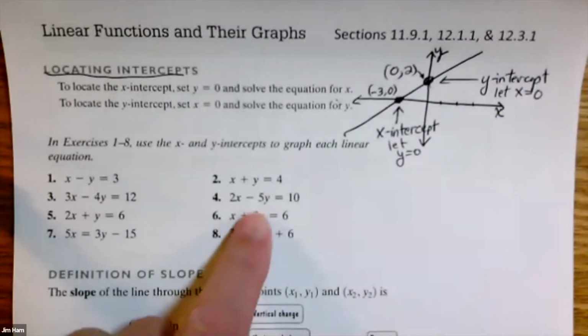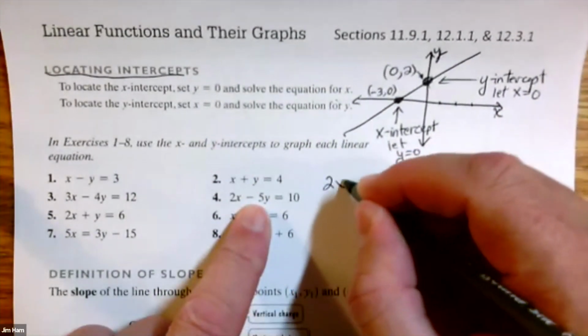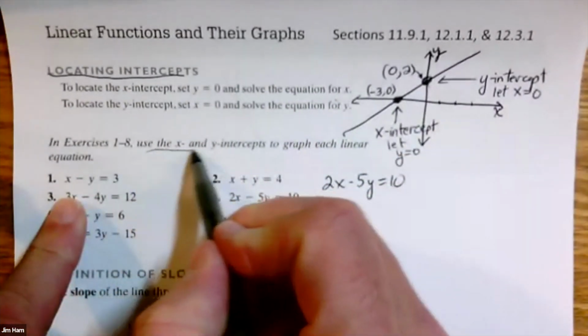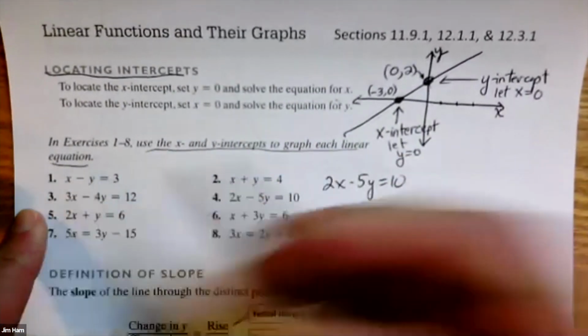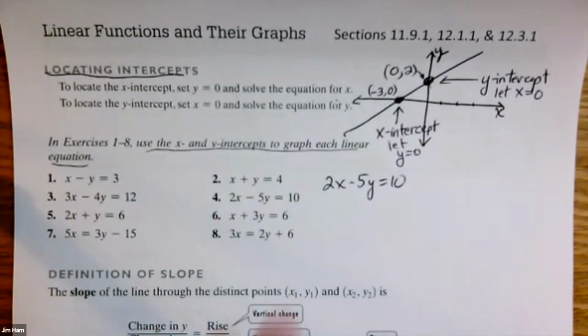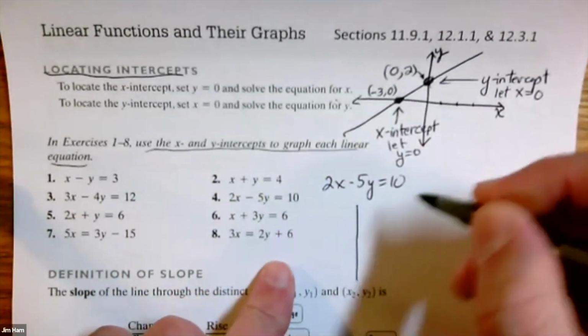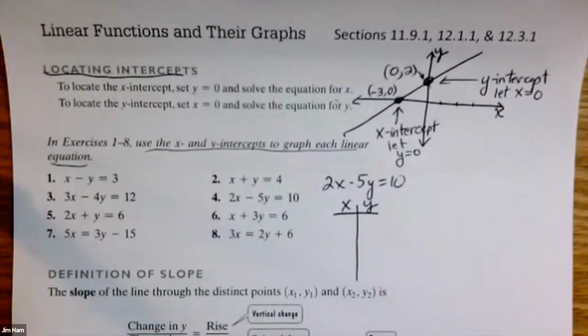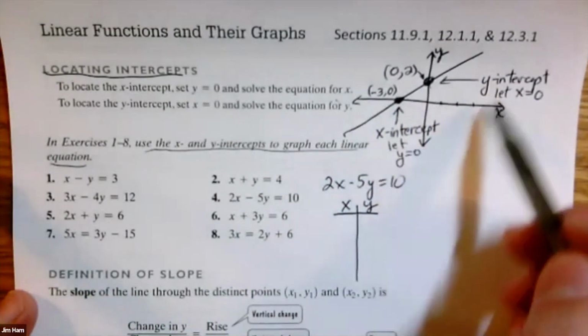So let's take a look at how it would work on a problem. We have 2x minus 5y equals 10. And it says to use the intercepts to graph the linear equation, graph the line. A lot of times what we do is just create this table of values to keep the x's and the y's consistent. And it turns out that you can choose any x value and any y value and then calculate the missing x or y that goes with it. But we're going to use the intercepts here.